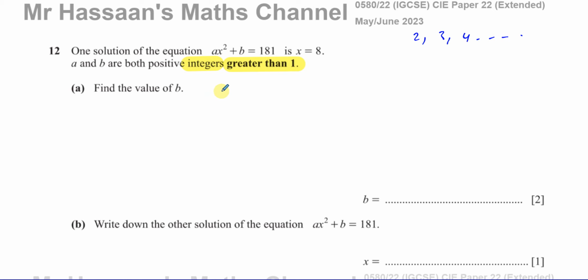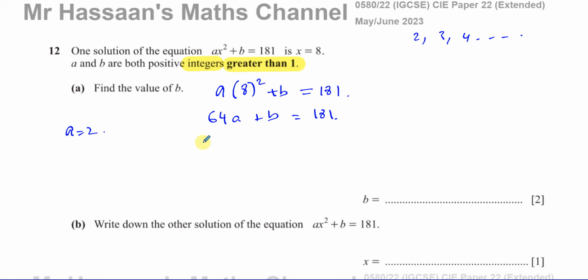Now, it says x is 8. So let's first of all replace x with 8. So you have a times 8 squared plus b, and that has to be equal to 181. Okay, so that's 64a plus b has to equal 181. Now, let's see possible values of a. Now, a can be 2.